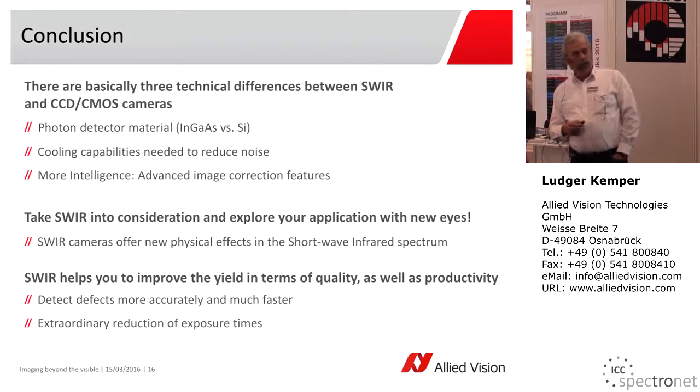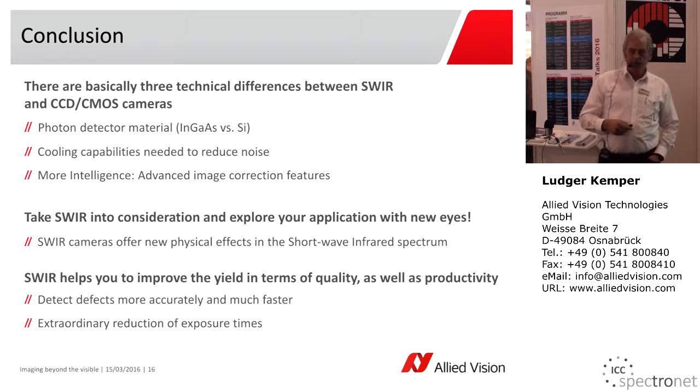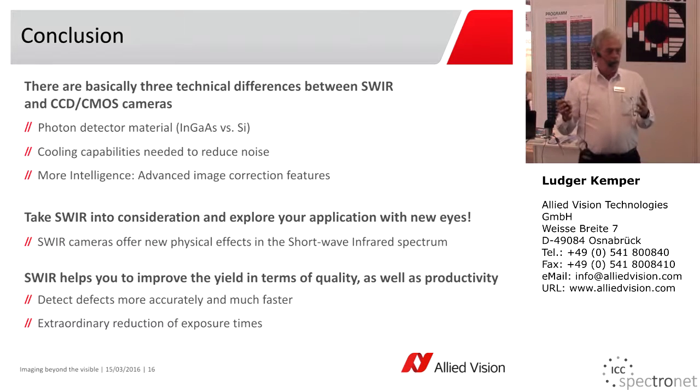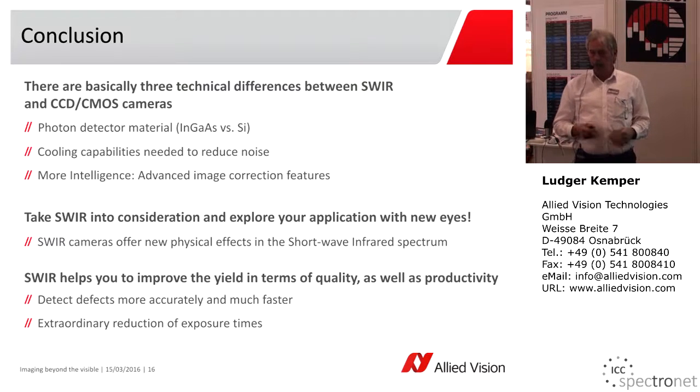So take SWIR into consideration and explore your application with new eyes. Some SWIR cameras offer new physical effects in the shortwave infrared spectrum, so you have to think absolutely differently. You see that on water. Water is transparent in visible and black in SWIR. So when water is black, you can measure the moisture in plants, for example. For the agriculture industry, it's very important to do that. So you have to think differently in SWIR.